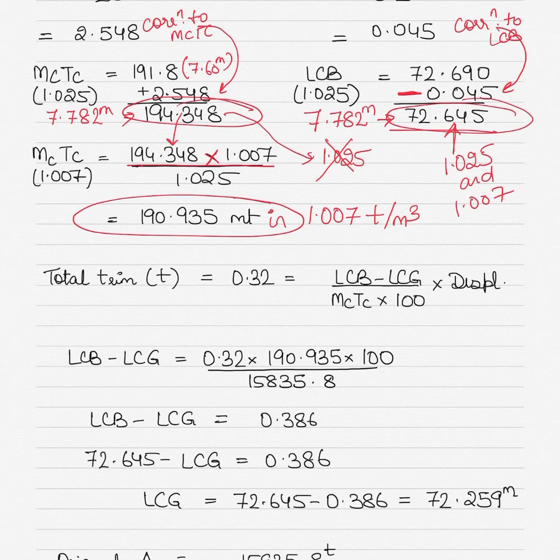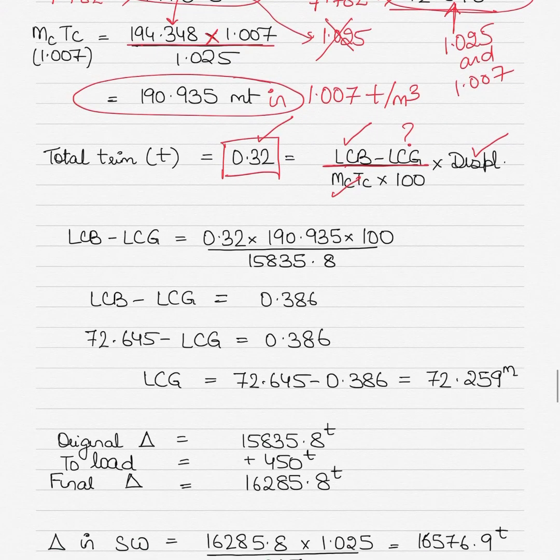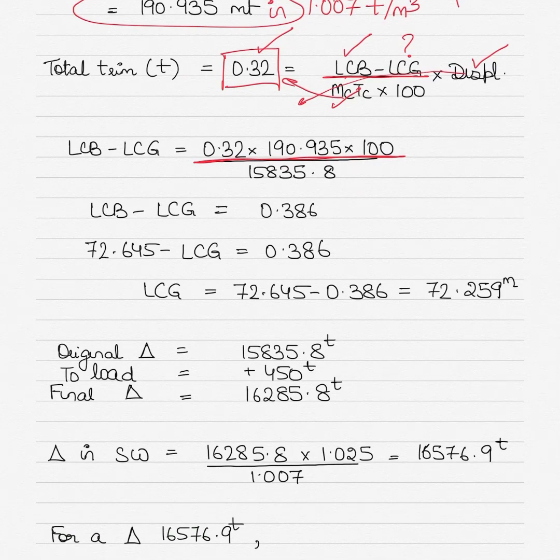So once you found out the value, you know the total trim is 0.32 meters, the initial trim is 0.32. Total trim also equals (LCB minus LCG) divided by MCTC by 100, multiplied by displacement. Your objective here is to find LCG, because this is the only thing that is unknown to you. You know LCB value, you know the current trim, you know MCTC, and you know the displacement values. So simply put in the values in the equation, isolate LCB minus LCG. So take these values here, this value will come here, this is giving you this equation here. LCB minus LCG will be 0.386.